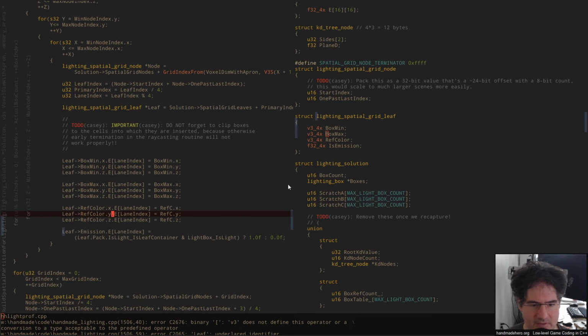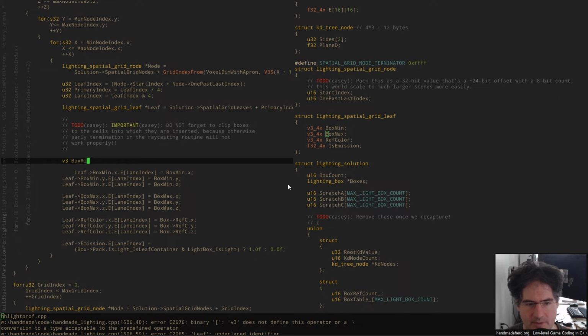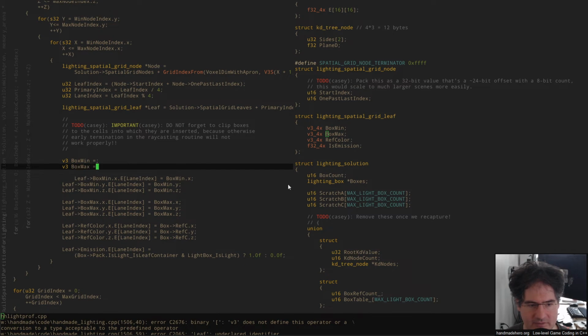So the ref C in this case is just going to be whatever the ref C is of the box. And similarly, the emission value here is going to come from whatever the box's pack was. But the box min and the box max are not. So the box min and the box max, what we need to do with those is we need to clip them to this grid square.